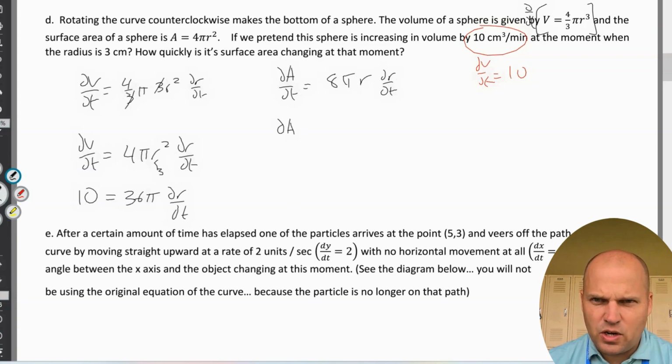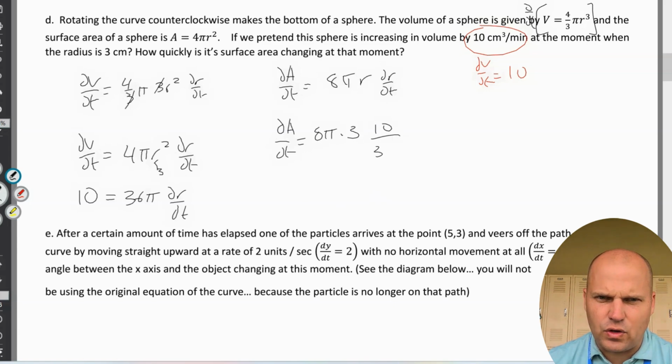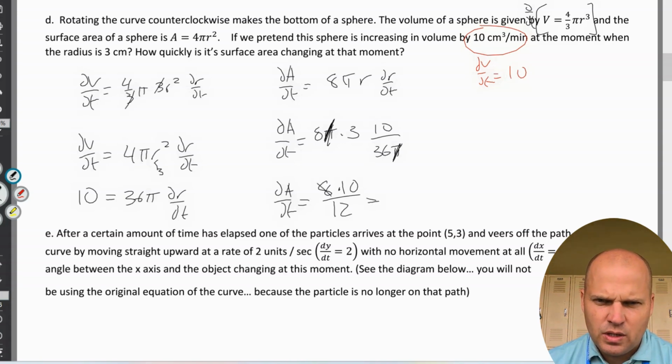I'm trying to find the surface area. I have r is 3. I have dr/dt is 10 over 36 pi. I can start simplifying. The pi's cancel. I take away a 3, and I get 12. I'm going to divide by 2. This becomes a 4. This becomes a 6.